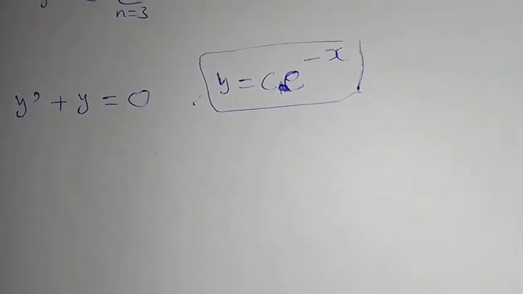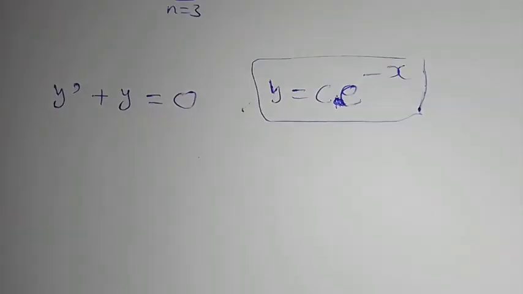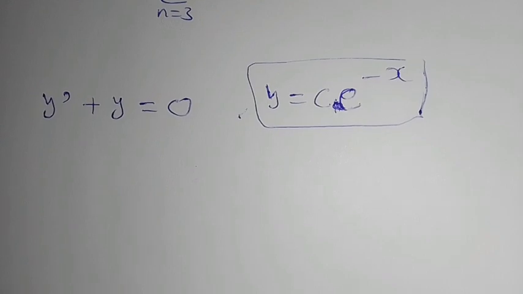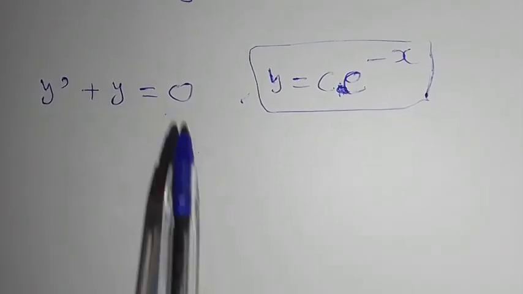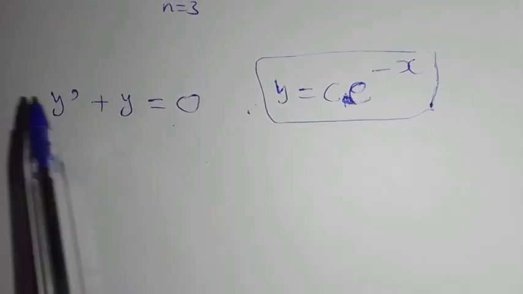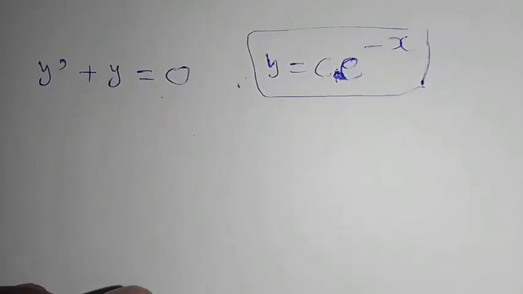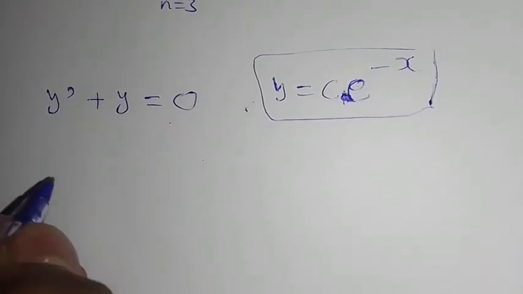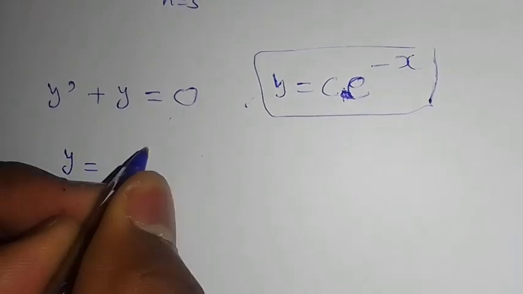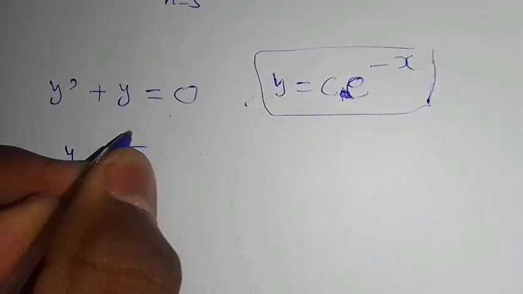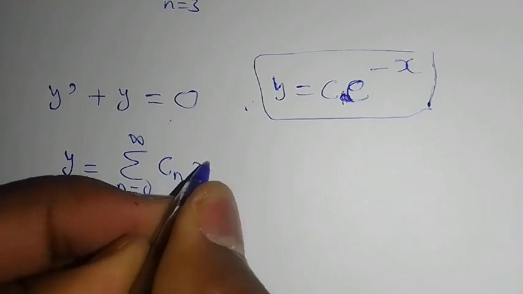But we want a solution in terms of series. You want to use the series to solve that differential equation. This is the simplest example that you can ever approach, so bear with me on this one. So let's see. You're going to say y equals the summation starting at 0 to infinity of cn x to the power of n.